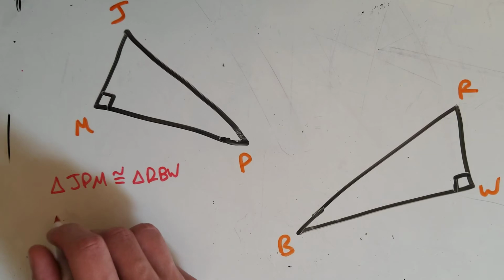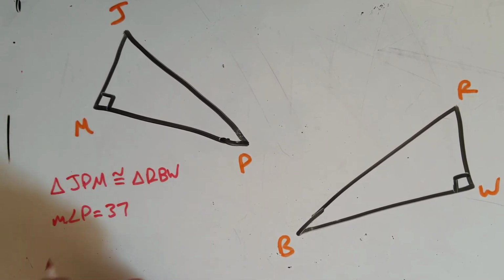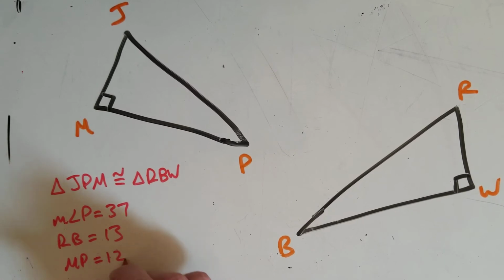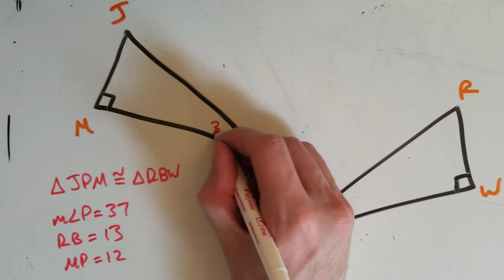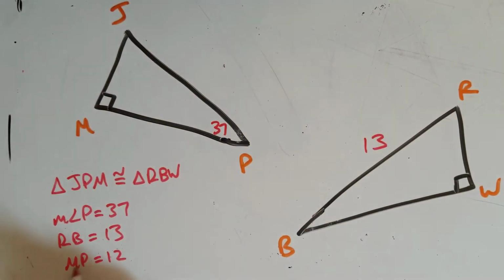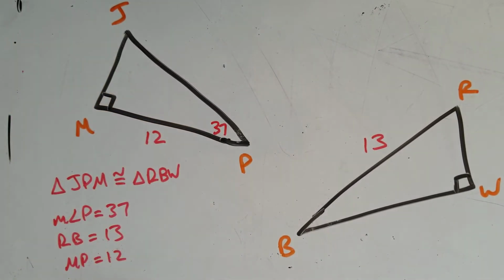We're also told that the measure of angle P is 37, that RB is 13, and MP equals 12. So the information we're told, I'm just going to fill in. P is 37. RB, that's over here, is 13. MP is 12. And our goal is to find all the missing measurements. So key piece of information, I'm going to put a star next to it, is this congruent statement.